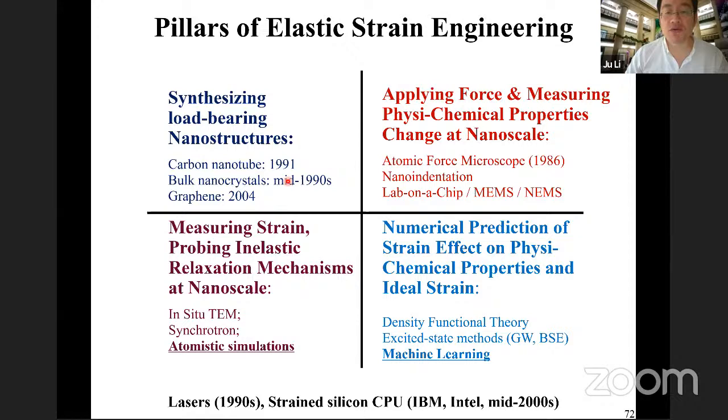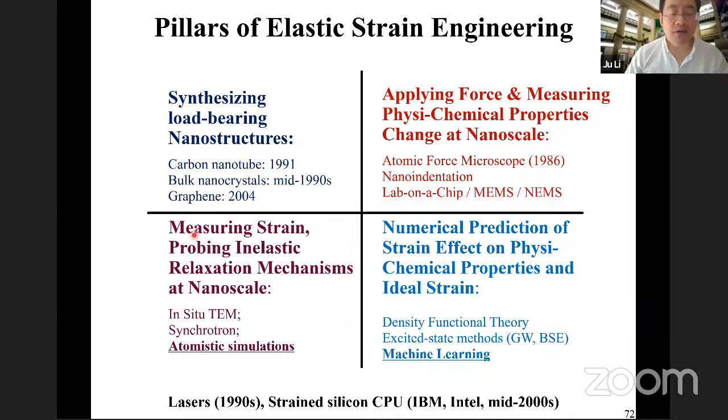Second pillar is we need to be able to apply force and stress and then simultaneously measure changes, let's say in the band gap, magnetic properties, superconductivity at that scale. With AFM, with nanoindentation, now with MEMS, a lab on a chip, we are able to do this, both applying the strain and measuring the changing properties.